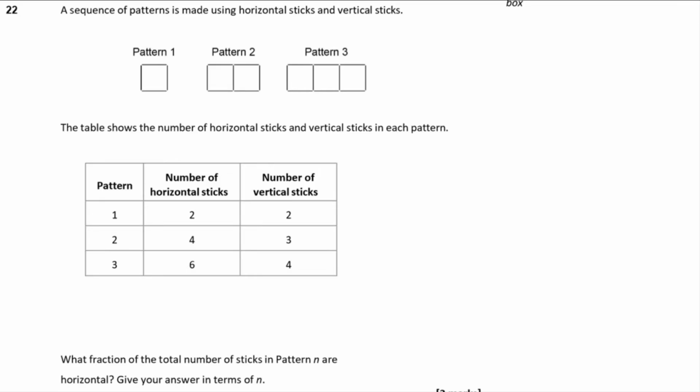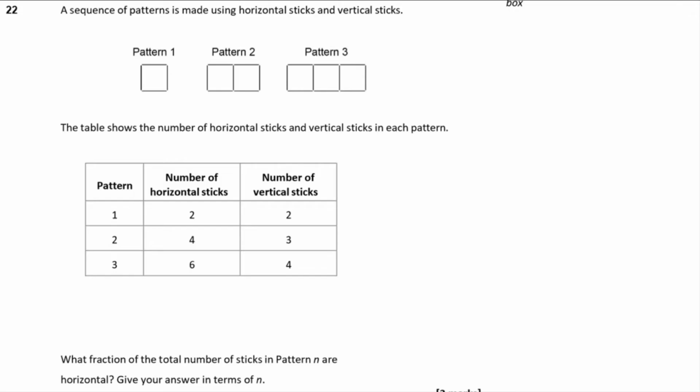A sequence of patterns is made using horizontal sticks and vertical sticks. So I've got pattern 1, pattern 2, pattern 3 shown. The table shows the number of horizontal sticks and vertical sticks in each pattern. Okay, so the number of horizontal sticks is going up in 2 each time, 2, 4, 6, and the vertical is going up by 1, 2, 3, 4. What fraction of the total number of sticks in the pattern n are horizontal? Give your answer in terms of n.